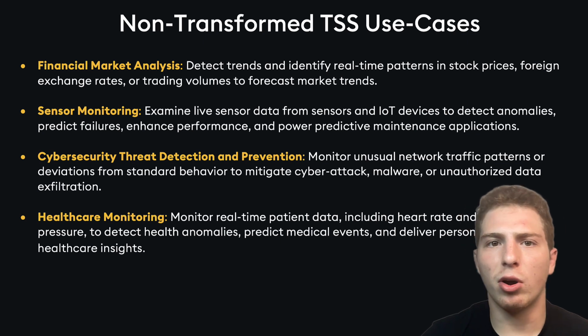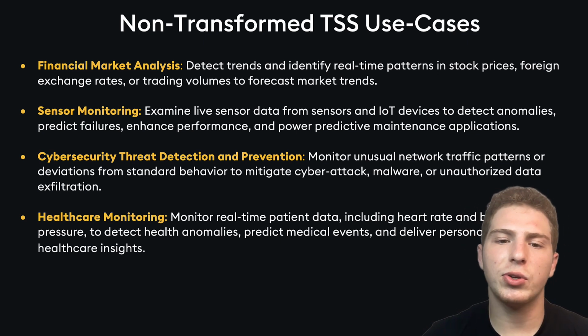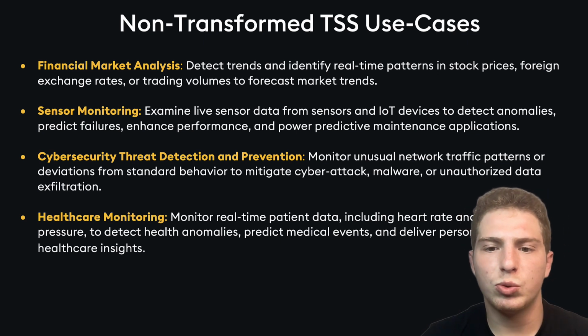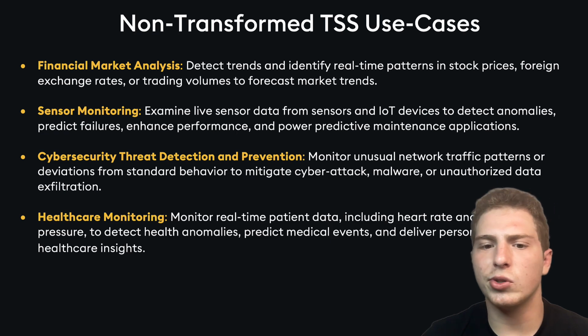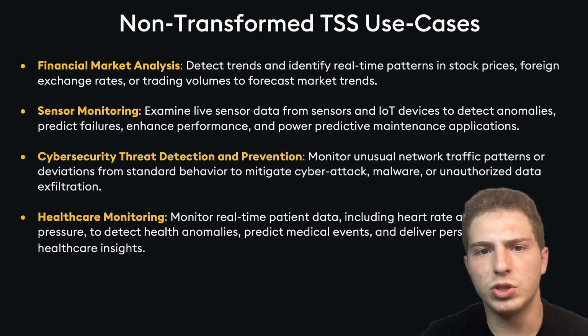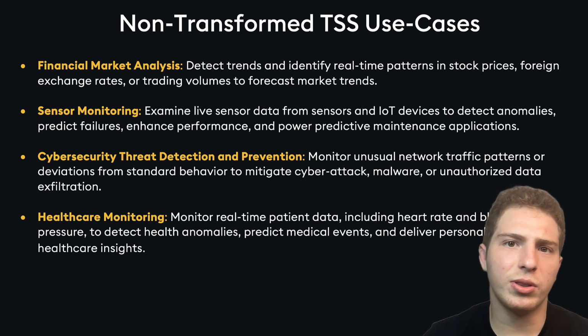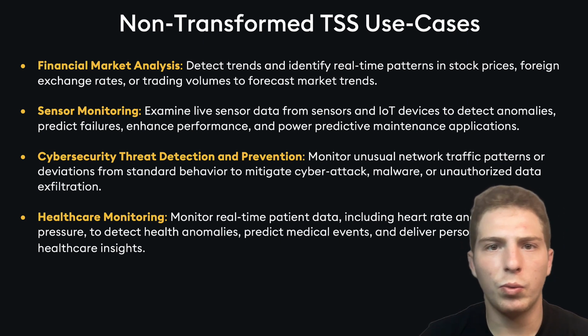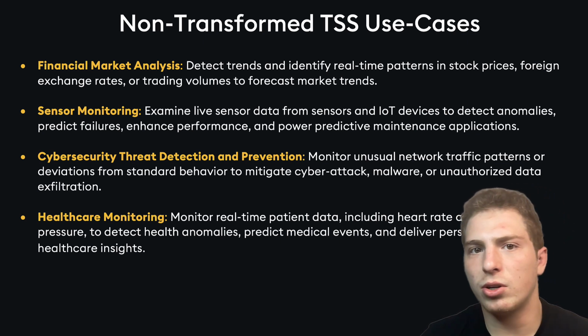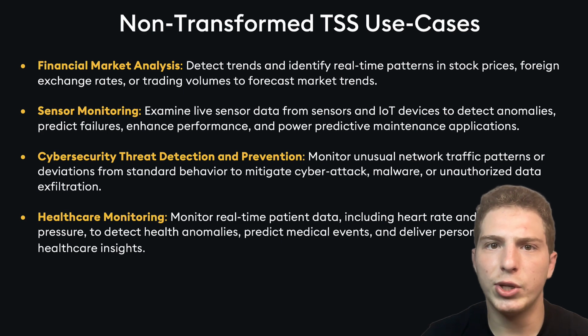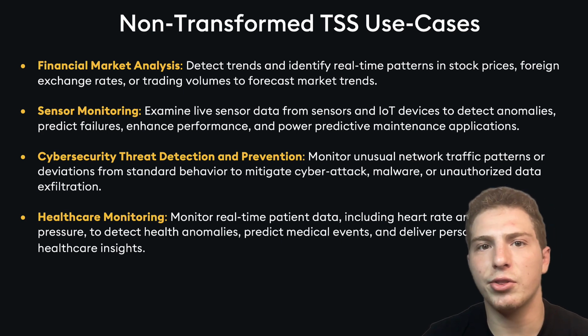For something like healthcare monitoring, when we're monitoring real-time patient data, it's really important for us to be able to detect anomalies or certain patterns in heart rate and blood pressure in real time. We could also use this to predict medical events. If we see a certain pattern occurring and we know that this indicates a problem, we'll know beforehand that we need to alert the user, for example. And we could use this to deliver personalized healthcare insights.